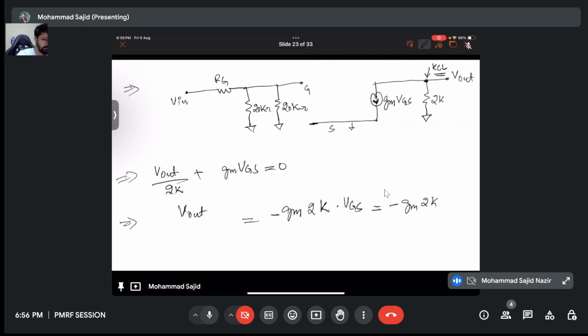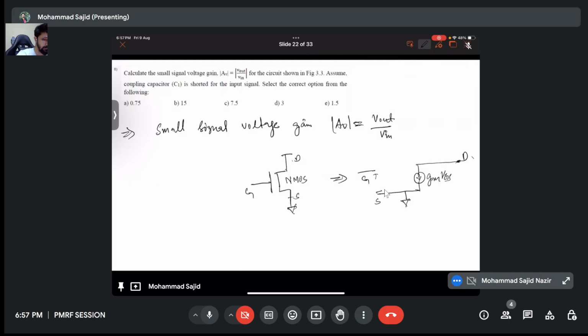Okay, what is VGS? A drop across 20K in parallel with 20K is 10K, and your RJ is 10K again. So this will be V input by 2. Then I can write gain as V output by V input, as 2 and 2 cancel, GM times 1K. I need to now calculate GM.